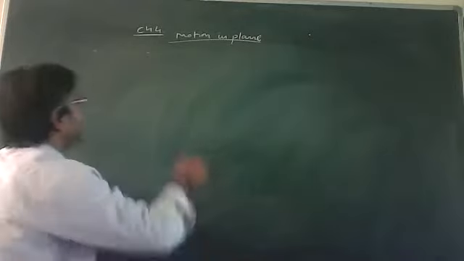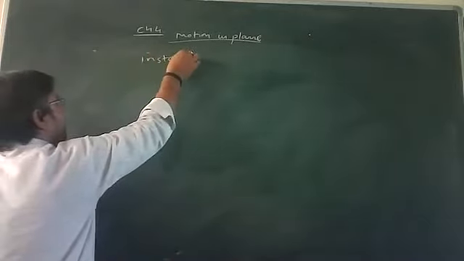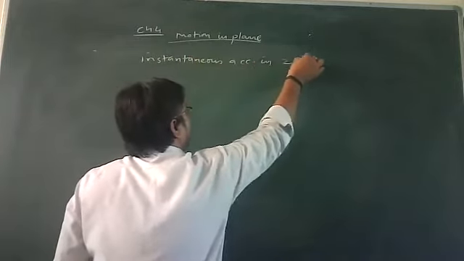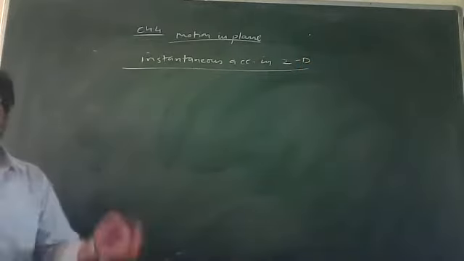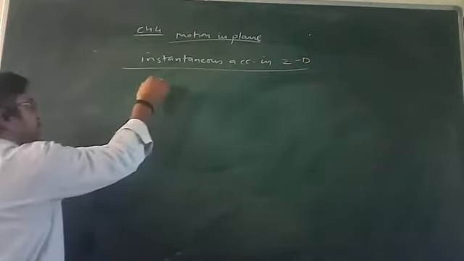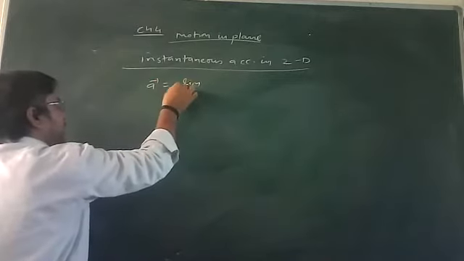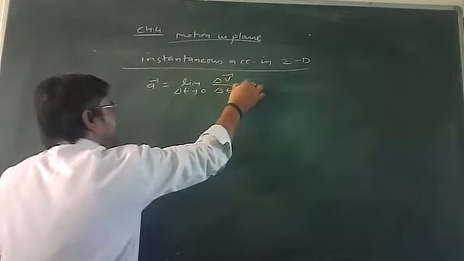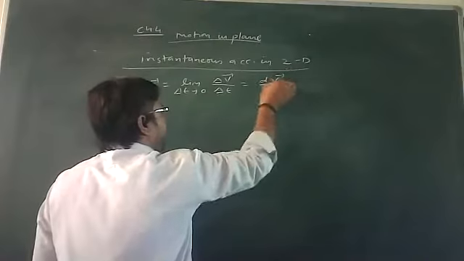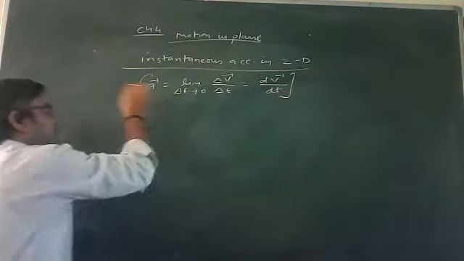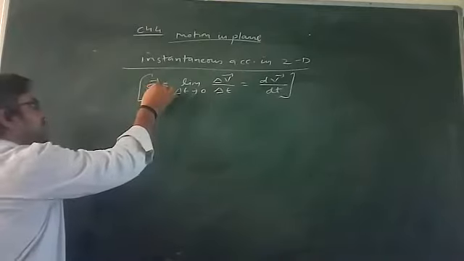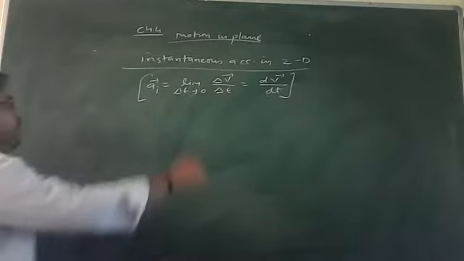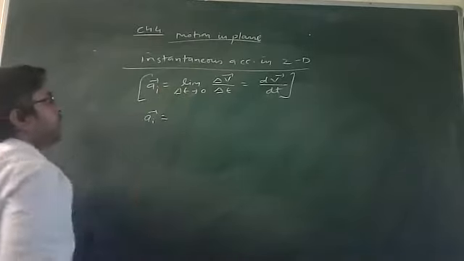Next point, instantaneous acceleration in 2 dimensions. Whenever we are talking about acceleration, I have to write limit delta t tends to 0 of delta v vector divided by delta t. This can be written as the differential of velocity with respect to time. From here, I can obtain my instantaneous acceleration. It is instantaneous acceleration. Now, if I place the format here, it is a vector, dv.